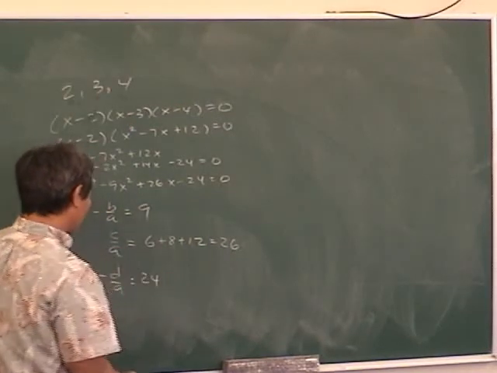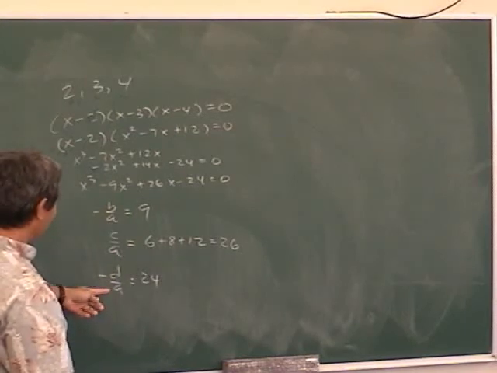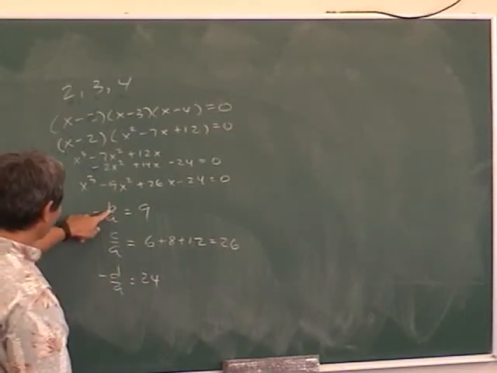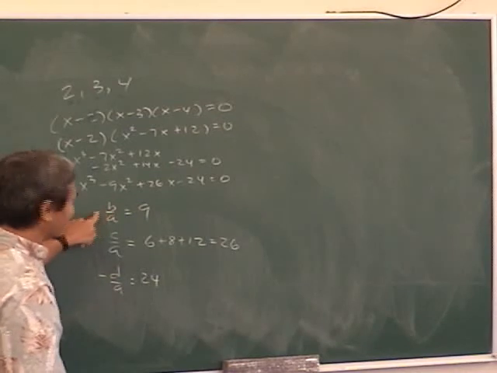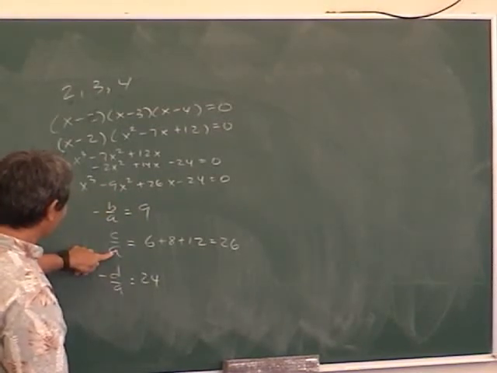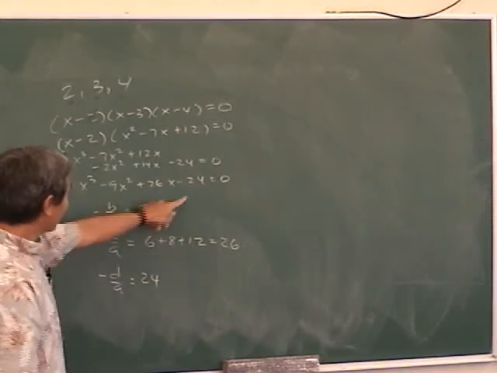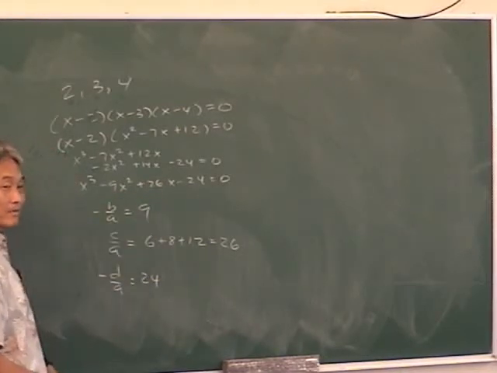24. So since they're all whole numbers, probably a good idea is to let a equal 1, right? If a is equal to 1, what is b? Negative 9. What is c? 26. And what is d? Negative 24. You get the exact same answer, except way faster.